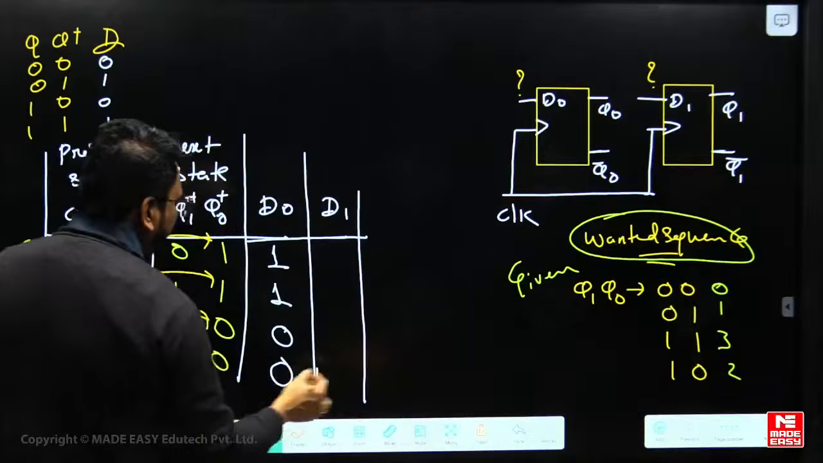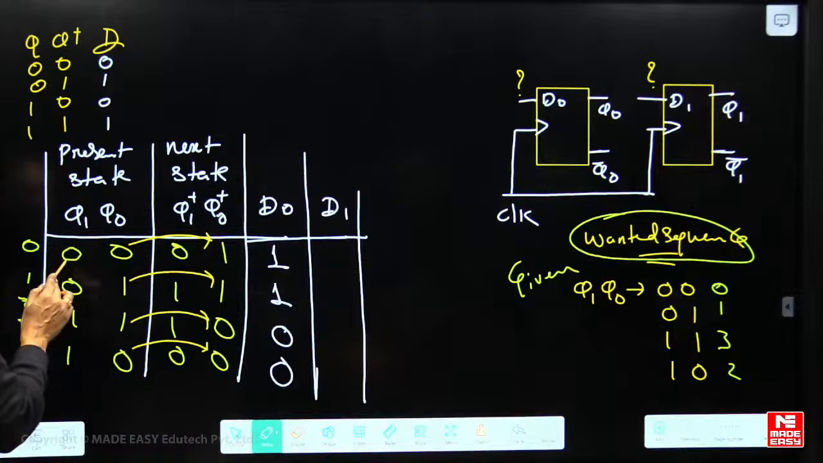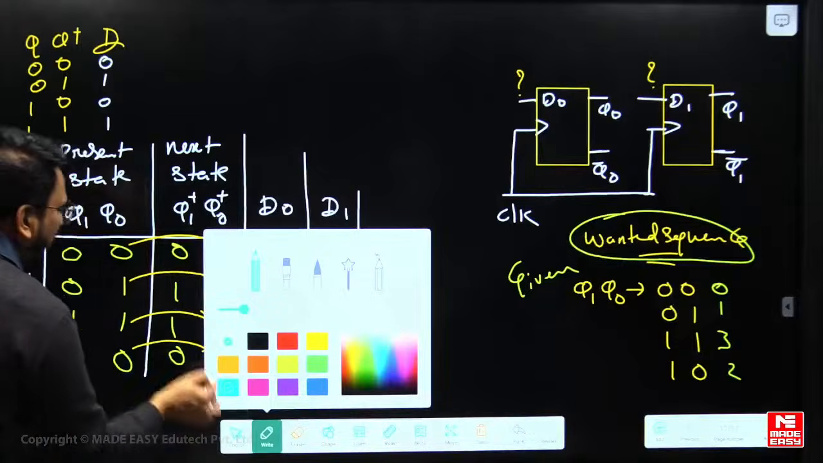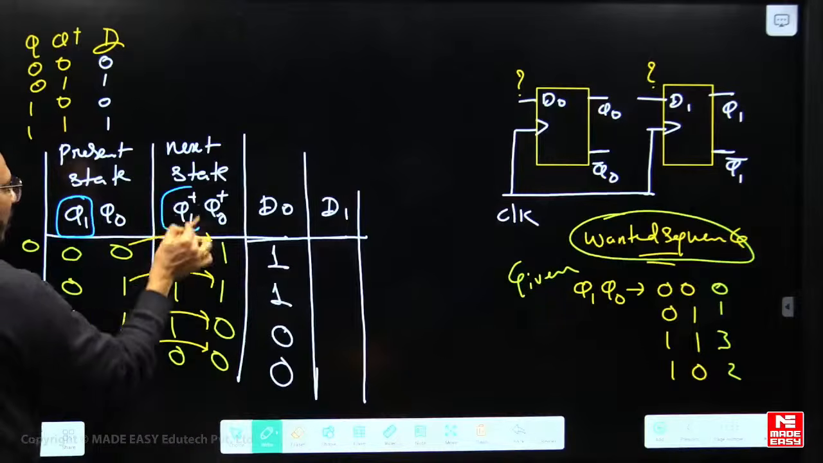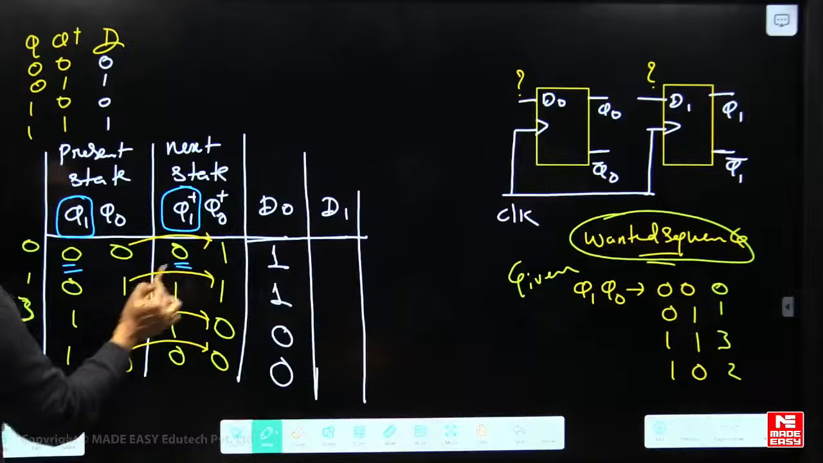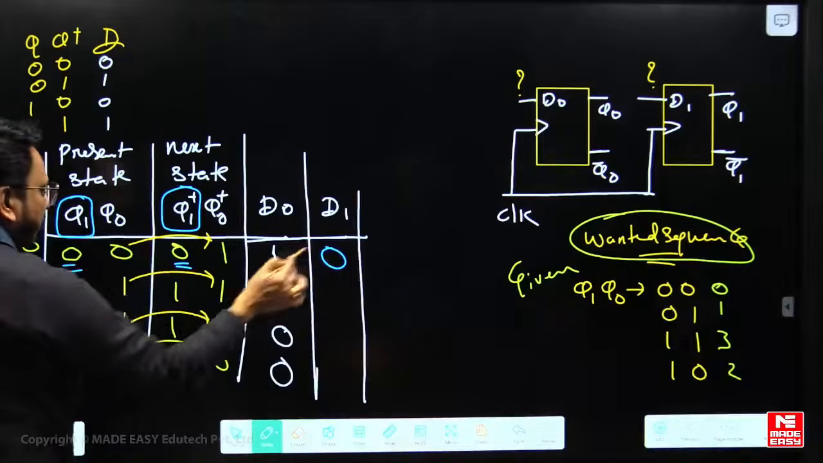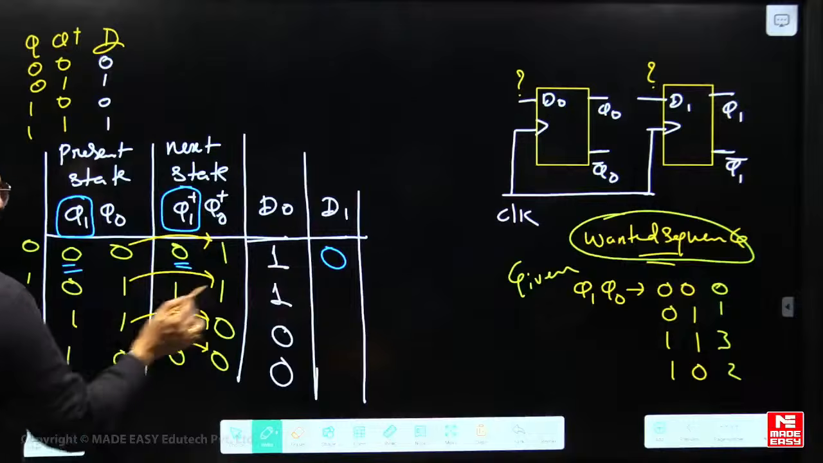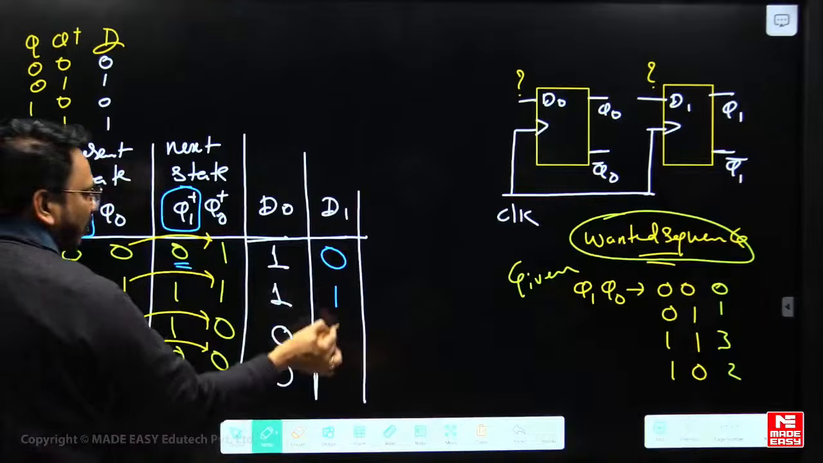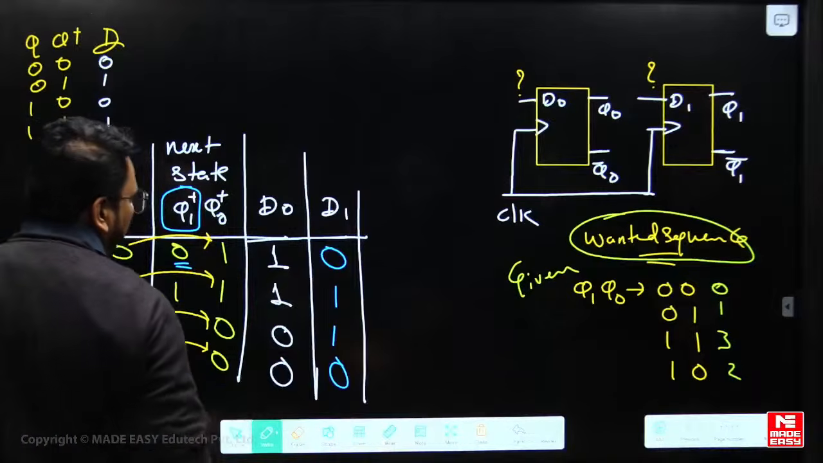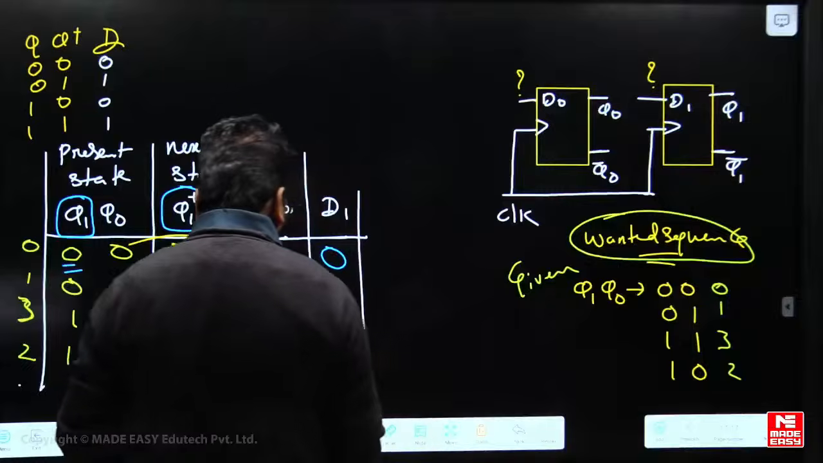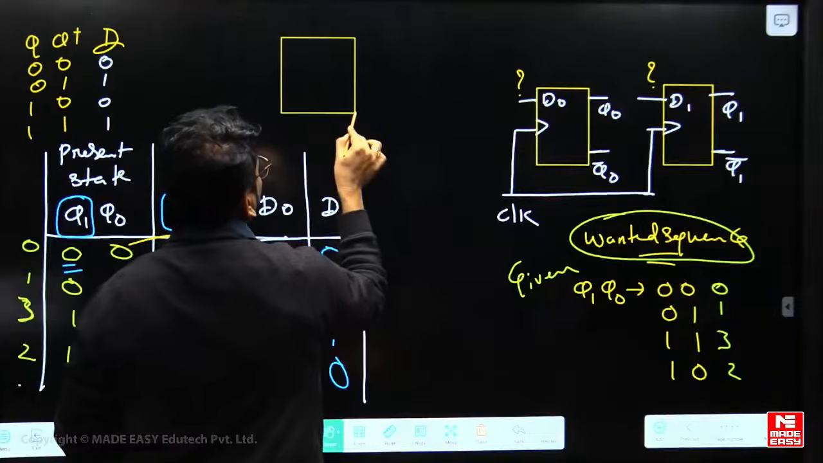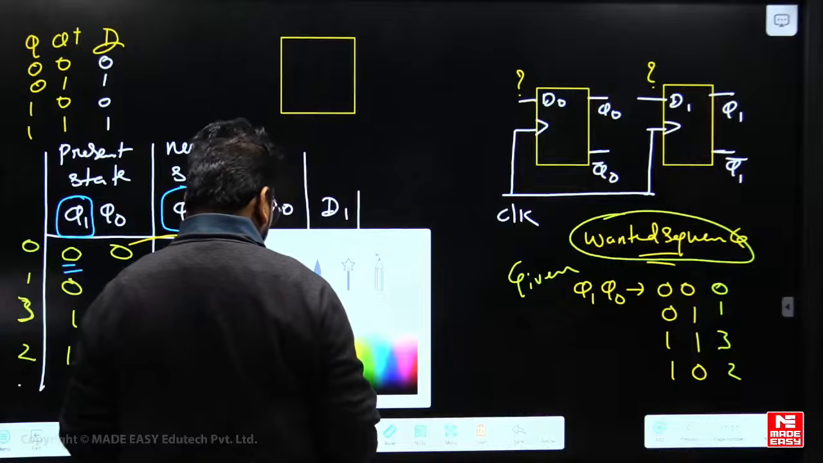D1 we should take from Q1 to Q1 plus. That is 0 to 0, it is 0. 0 to 1 is 1. Here 1 and here 1. Here it is 0. So from this excitation table we are filling that. Now we are going to get the K map. Very simply you can do that.